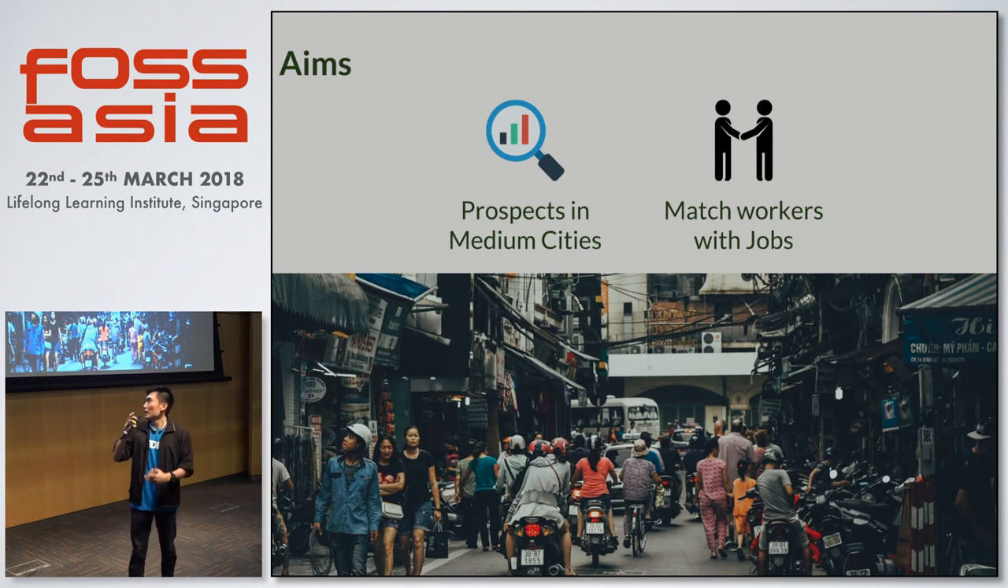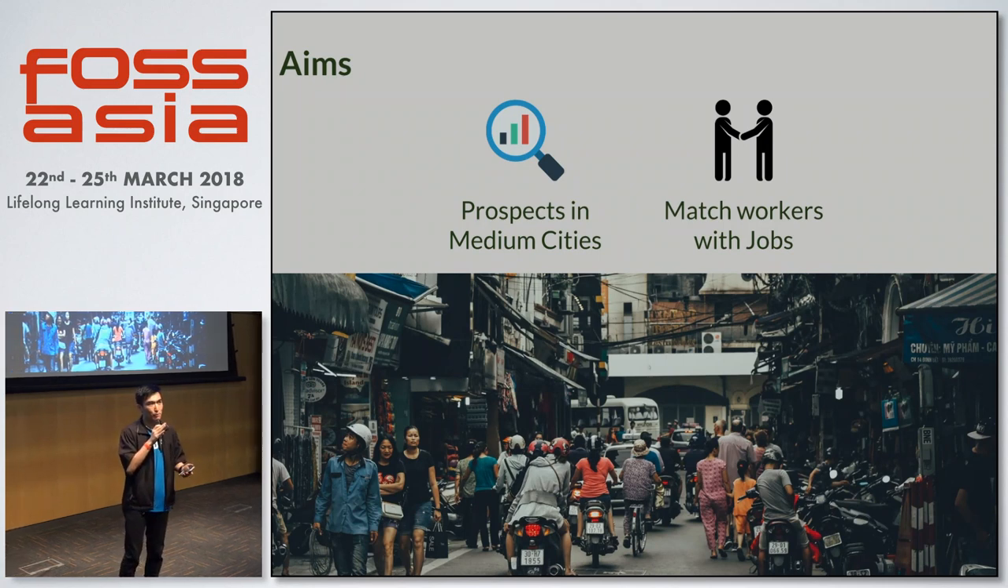Number one is to highlight prospects in other medium-sized cities. In this case, prospects refer to cities that receive investments in some form in order to develop infrastructure such as water pipelines as well as roads. Secondly, we want to use the highlighted cities to match workers with jobs in these cities. So how do we do that?